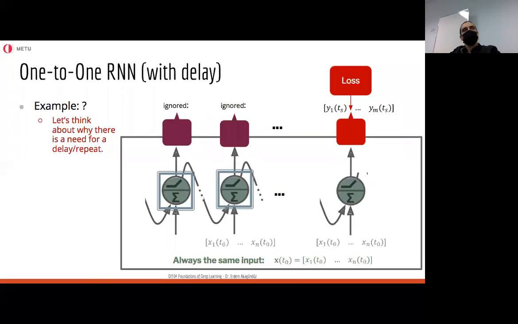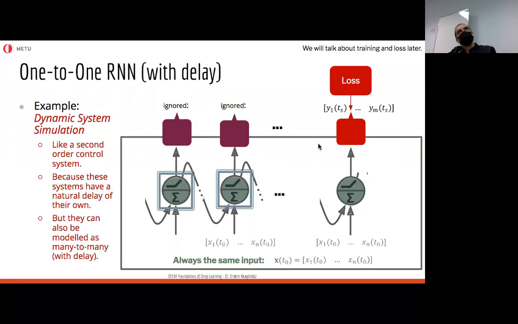That's the idea. Okay, let's think about where there's a need for a delay or repeat. We'll talk about loss later. Like a second order control system, there's delay. I mean, if you're coming from an engineering background, it will make a lot of sense. They are usually modeled as many-to-many with delay, but that could be a control system where you're trying to get a single value, for example, parameter estimation. I don't know. Let's not get into the very details of it.